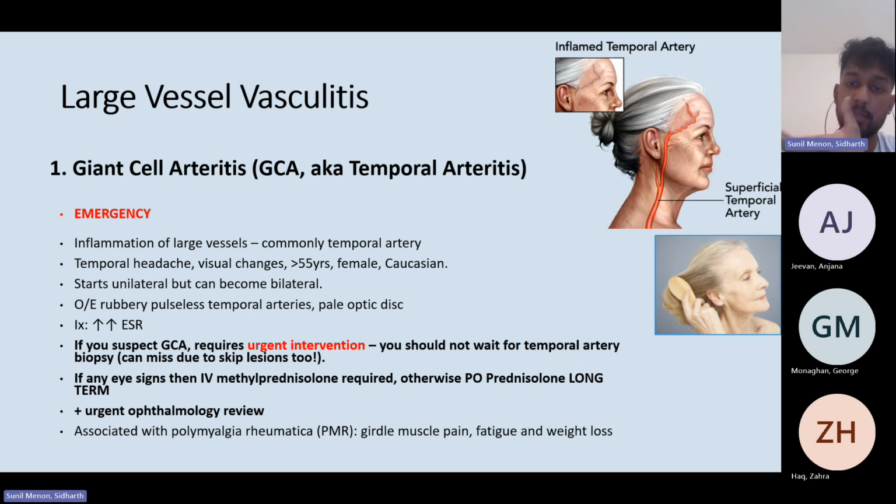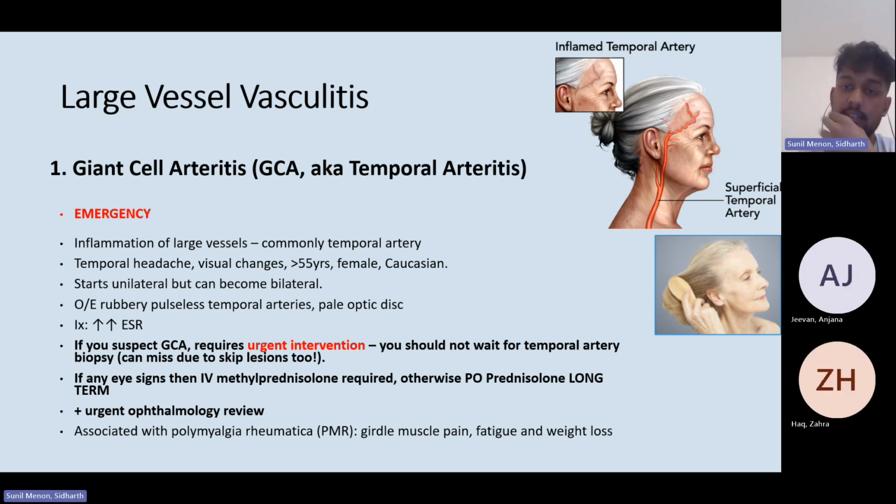Investigations: raised ESR, and CRP may be elevated. You do a temporal artery biopsy, which you have to repeat, and you don't rely on it. It just aids you because there are skip lesions, which means some elements of the artery may not be affected. So if you biopsy a normal part, it's not representative of the condition. Creatine kinase and EMG are usually normal. With fundoscopy, you can see a swollen, enlarged optic disc with blurred margins.